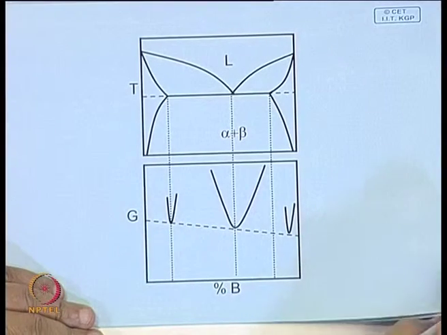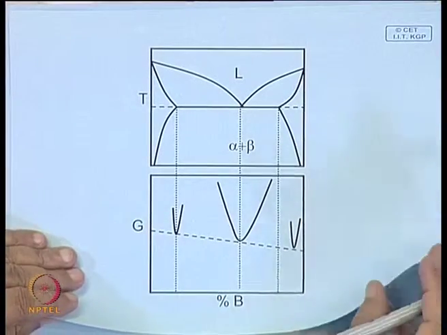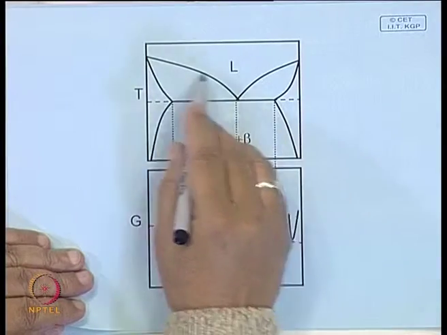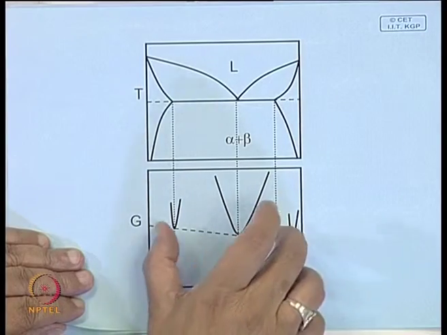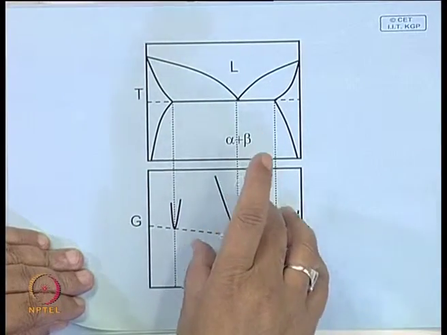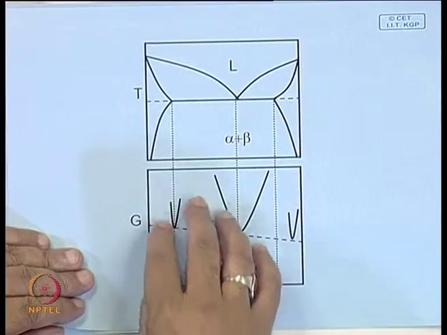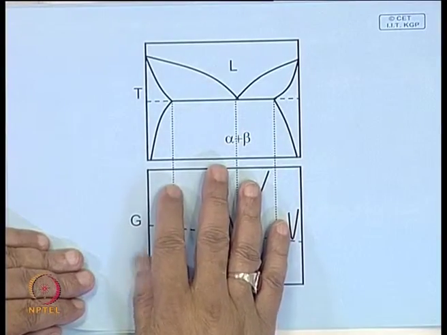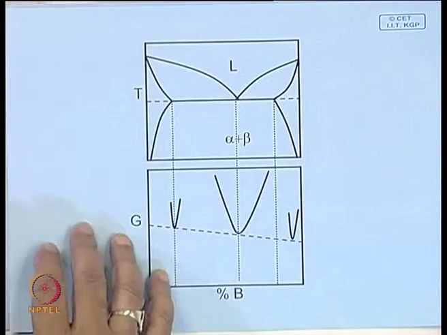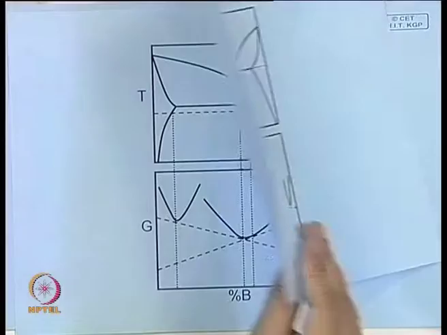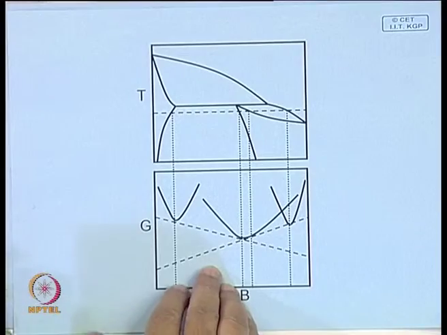So, with this concept it is also possible to find out from thermodynamics, to calculate the phase diagram the way we did it for the isomorphous system. It is possible both ways: either you infer the thermodynamic information from the phase diagram, or from the thermodynamic properties you can construct the phase diagram. The same thing is possible in case of the peritectic system, which is shown over here.